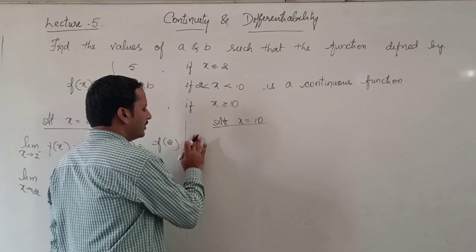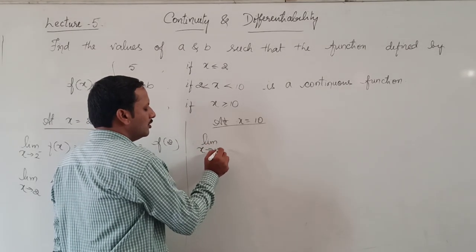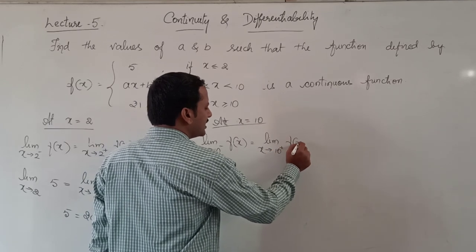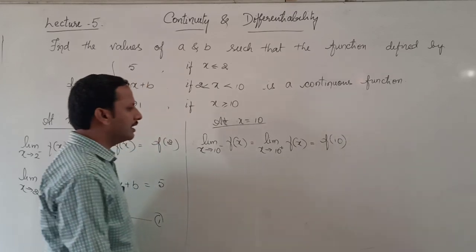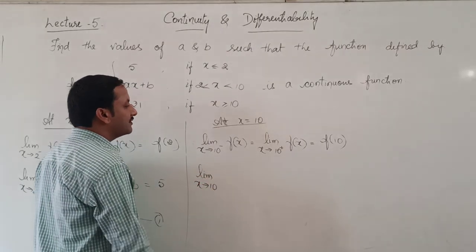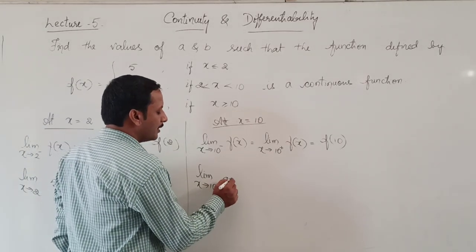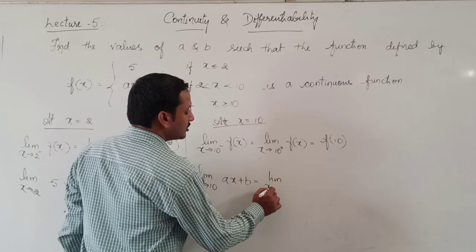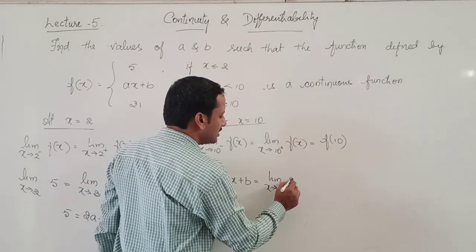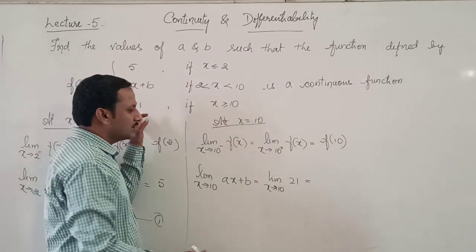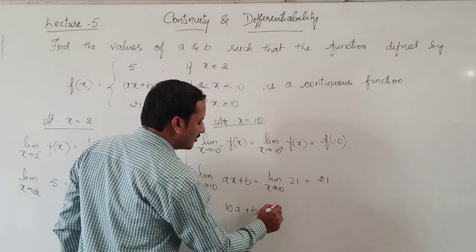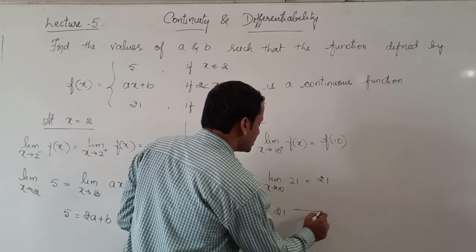At x equal to 10, left hand limit, that is limit x tends to 10 minus f of x, right hand limit, which is limit x tends to 10 plus f of x, is equal to f of 10, is equal to the function value. Okay. So left hand limit, when x approaches 10 from left side, the function is defined as ax plus b. Then limit x tends to 10 plus, its meaning is that x is approaching 10 from right side. When x is greater than or equal to 10, the function is defined as 20. F of 10, at x equal to 10 also, the function is defined as 21. Apply the limit here, we get 10a plus b is equal to 21. I take this as equation 2.